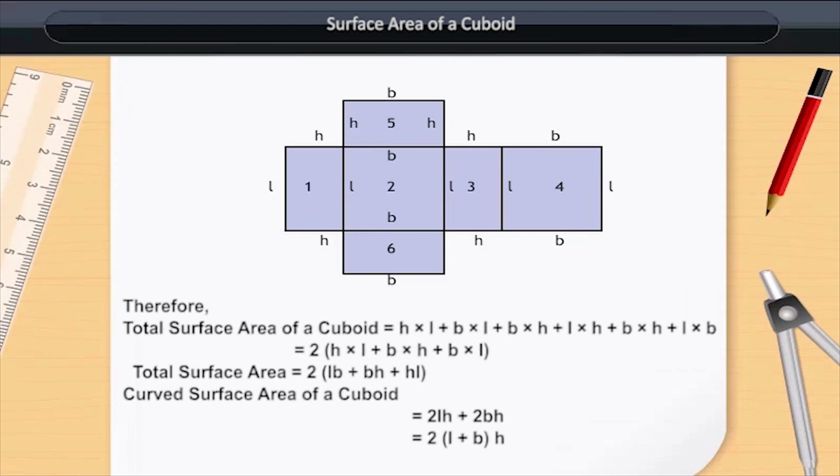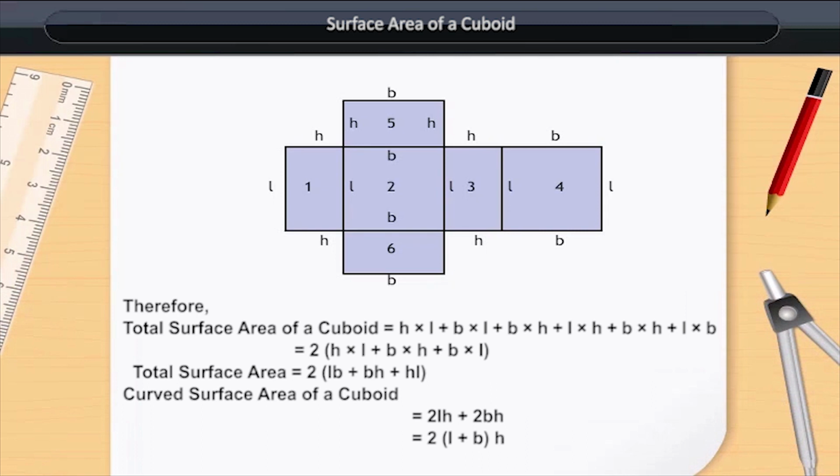Therefore, total surface area of a cuboid is equal to h multiplied by L plus B multiplied by L plus B multiplied by h plus L multiplied by h plus B multiplied by h plus L multiplied by B, which is equal to 2 multiplied by, within brackets, h multiplied by L plus B multiplied by h plus B multiplied by L. Total surface area is equal to 2 within brackets LB plus BH plus HL.